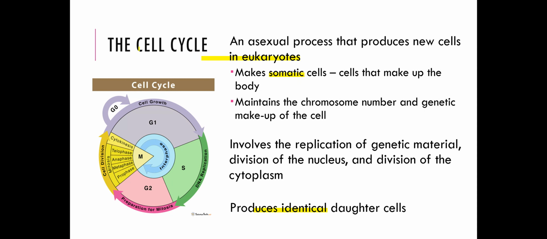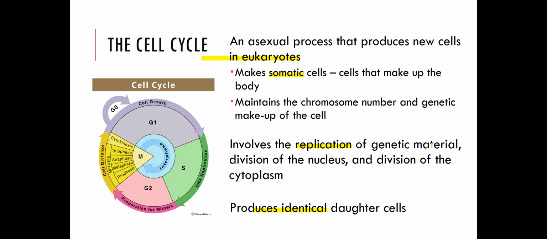And so in the process of the cell cycle, we're going to maintain that chromosome number. If we start with 46, our new cells are going to have 46. And that genetic makeup of the cell is going to stay the same. So once again, remember, we're producing identical daughter cells. Now we're going to take a look at these here in a minute. We're going to backtrack and talk about genetic material, but essentially there's kind of three main parts or three important events in the cell cycle.